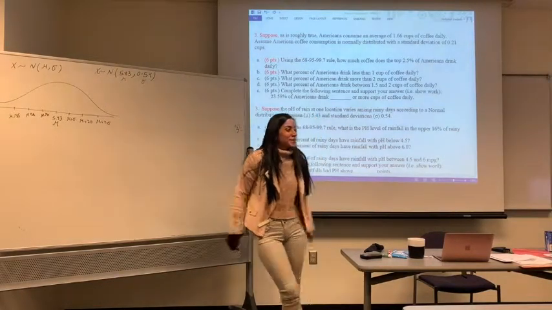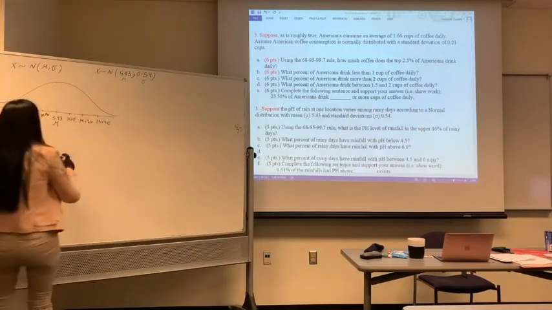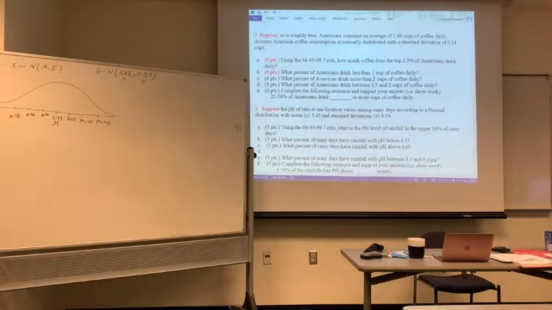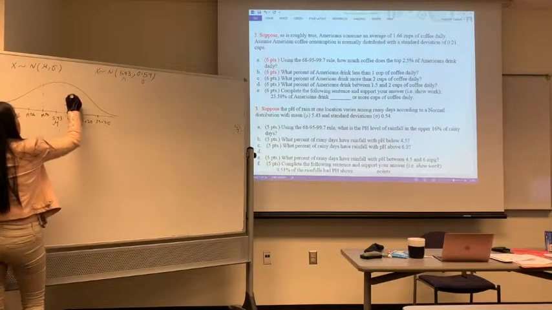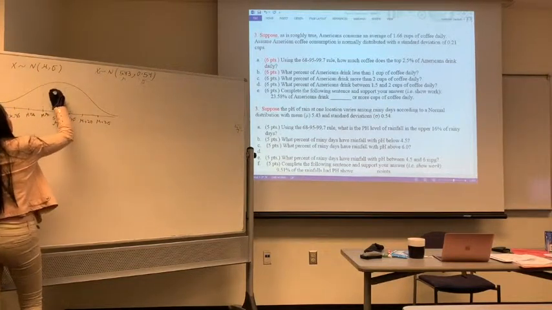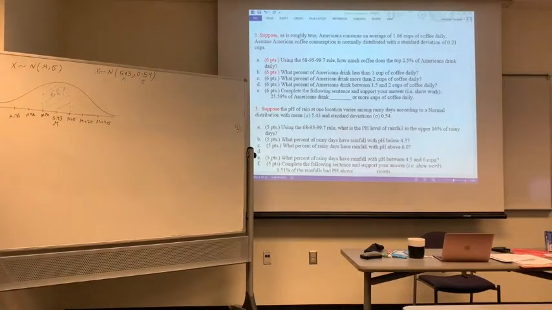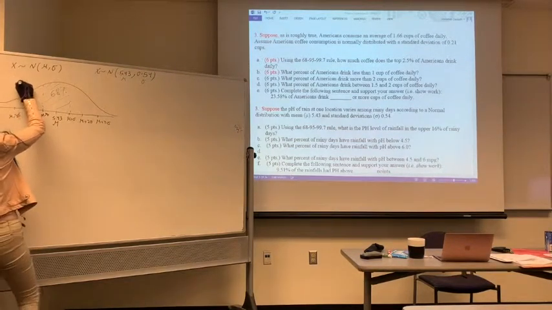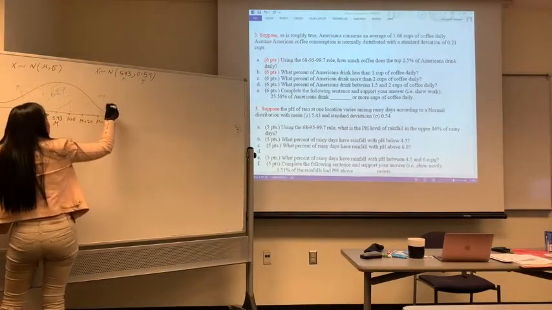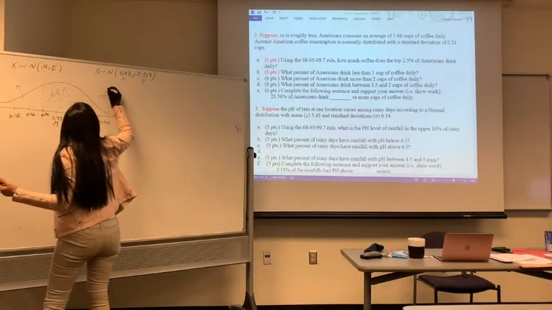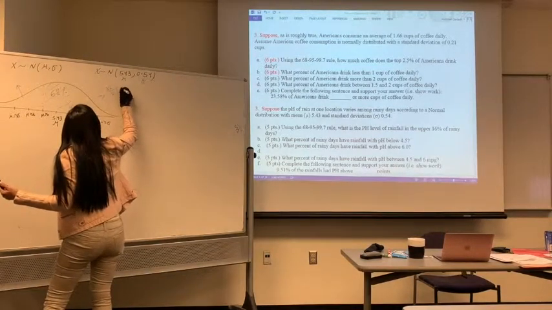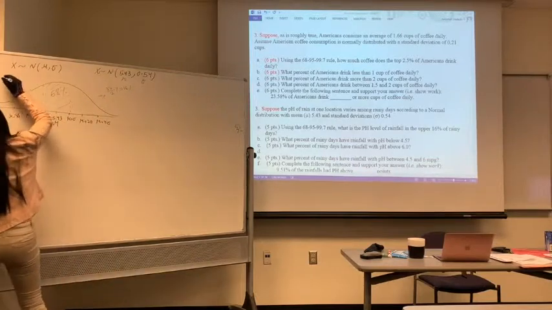68%, correct? So 68% of observations are between mu minus sigma and mu plus sigma, right? So mu minus sigma to mu plus sigma, this is 68%, correct? And this one plus this one together is 32%, right? So this one alone will be 32 divided by 2%, which is 16%.